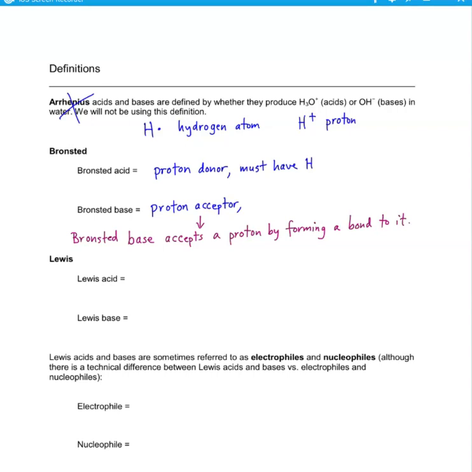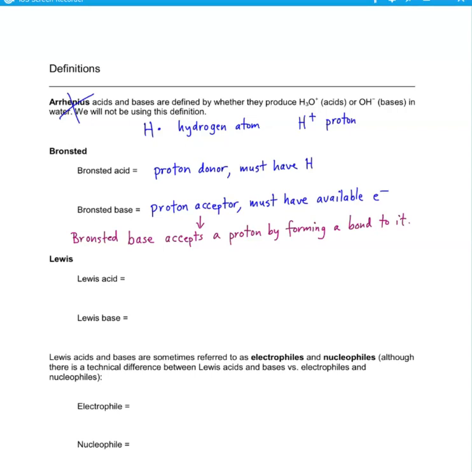So in order to accept a proton, in this context, you have to have available electrons. A Bronsted base has to have an available electron pair that it can use to form the bond to the proton, because the proton is not bringing any electrons to the party.